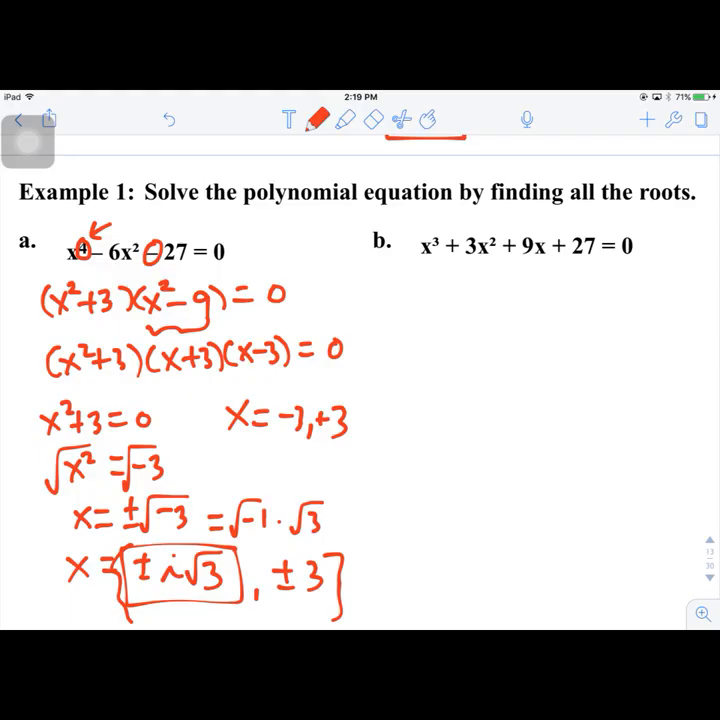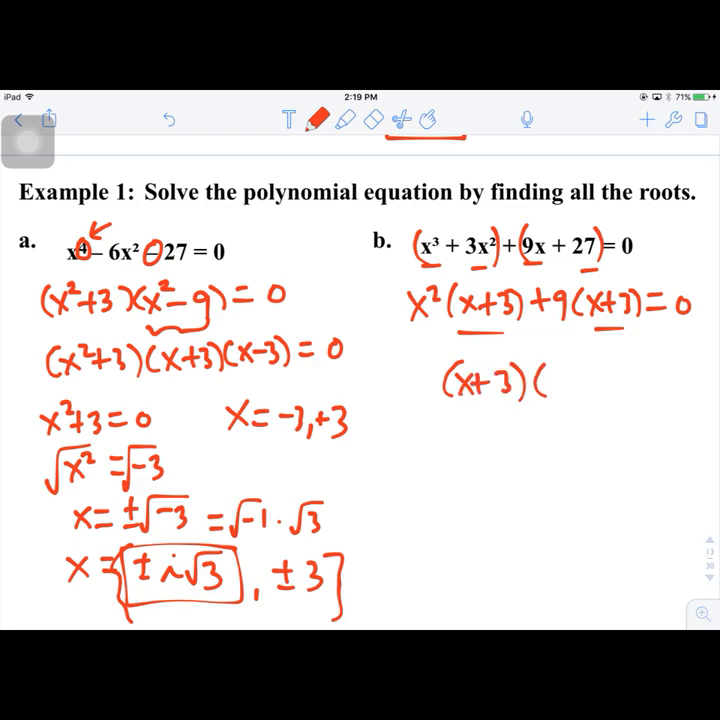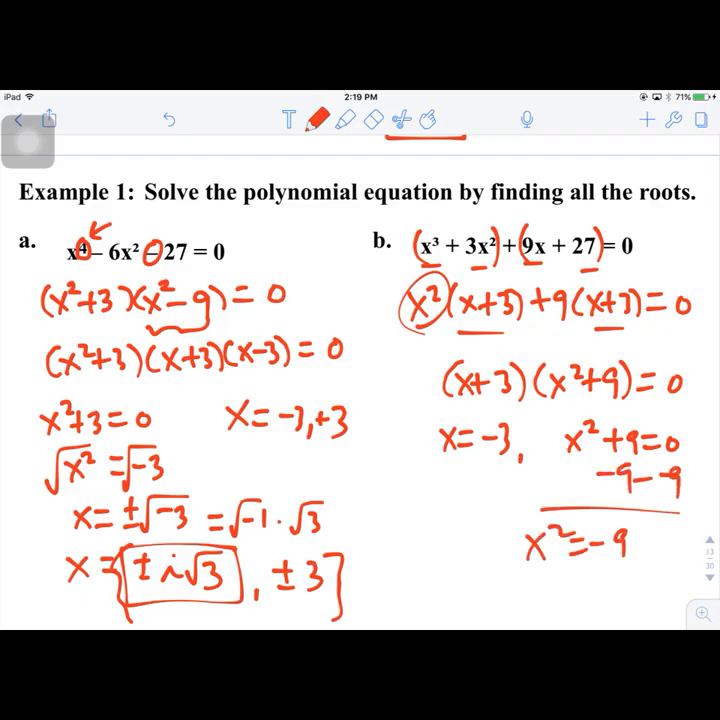Next is b. We have 4 terms, which means we're going to use grouping, and we factor out the GCF. That's going to be x squared times x plus 3, plus factor out 9, we have x plus 3. So we have the common GCF of x plus 3, and then we have x squared plus 9. Solving both of these for the zeros, we have x equals -3 and x squared plus 9 equal to 0 will give us x squared equals -9, and taking the square root of both sides, we'll have x equals plus or minus 3i.